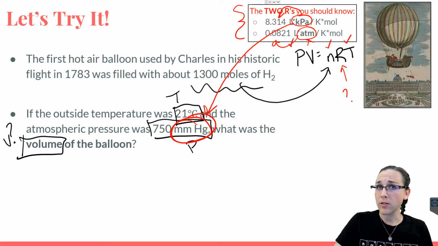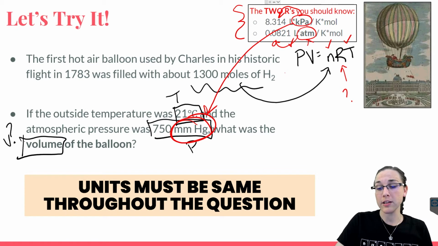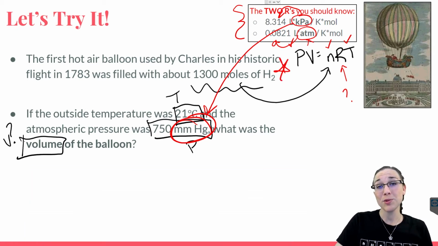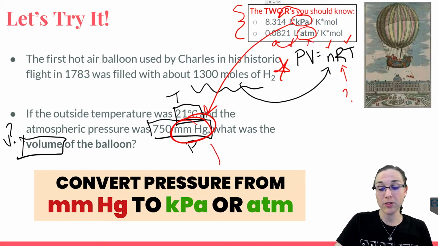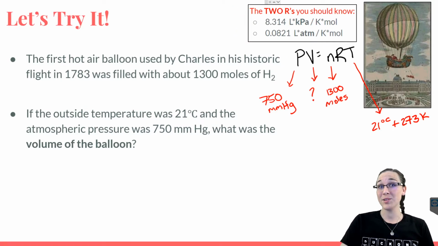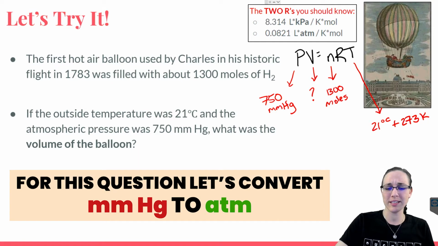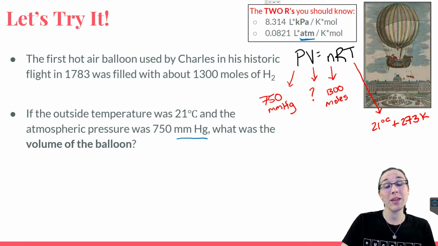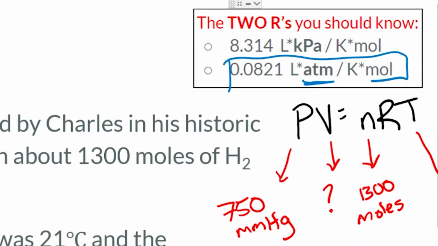Now all of our units need to match before we can plug it into an equation. That means we're going to need to convert the millimeters of mercury here to either kilopascals or atmospheres of pressure in order to use one of these R variables. All right, so I'm going to make an executive decision here, and we're going to try and convert this millimeters of mercury into atmospheres instead, so that we can use this R value in our equation.